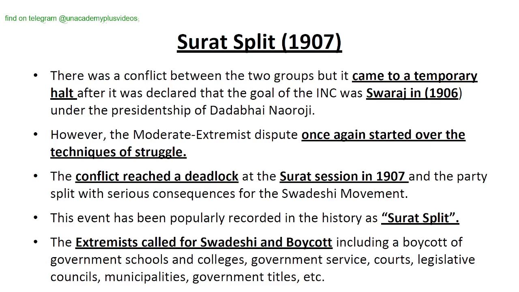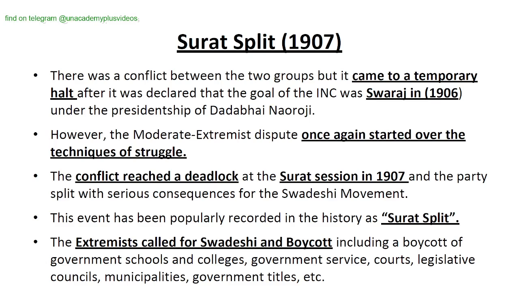However, the moderate-extremist dispute once again started over the techniques of struggle. The conflict reached a deadlock at the Surat session in 1907 and the party split with serious consequences for the Swadeshi movement. This event has been popularly recorded in history as the Surat split.